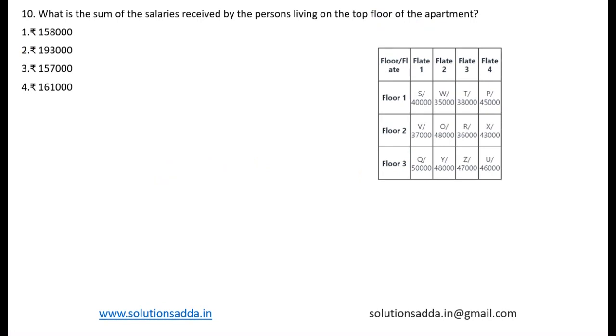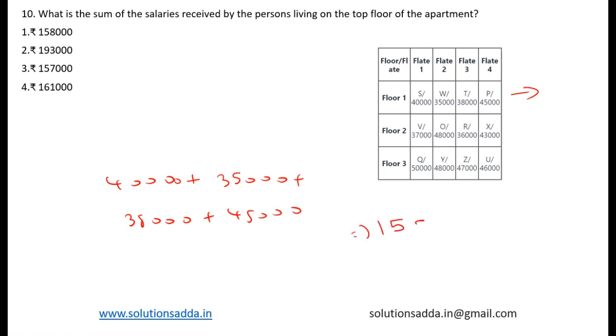And the last question is, what is the sum of salaries received by persons living on top floor of the apartment? That is this particular floor. We have 40,000 plus 35,000 plus 38,000 plus 45,000. So the correct answer would be 1,58,000. So option A or option 1 is the correct answer here.